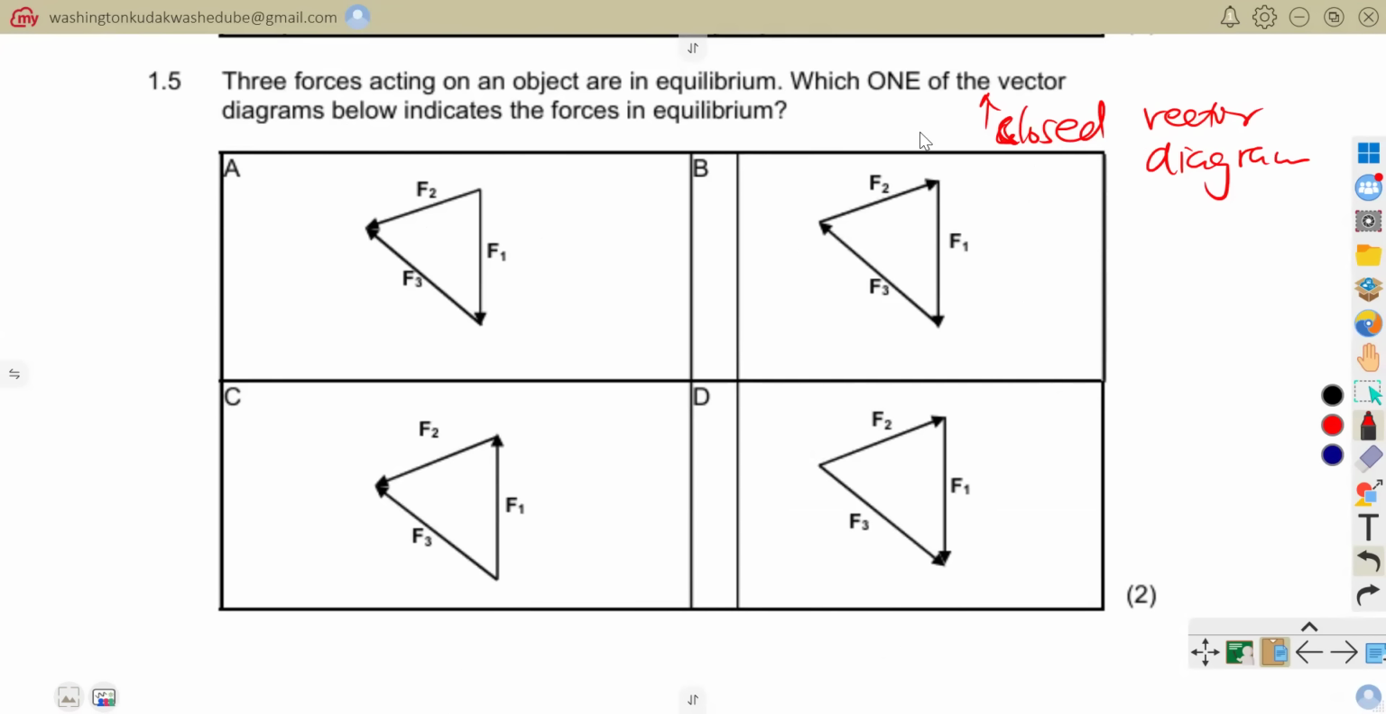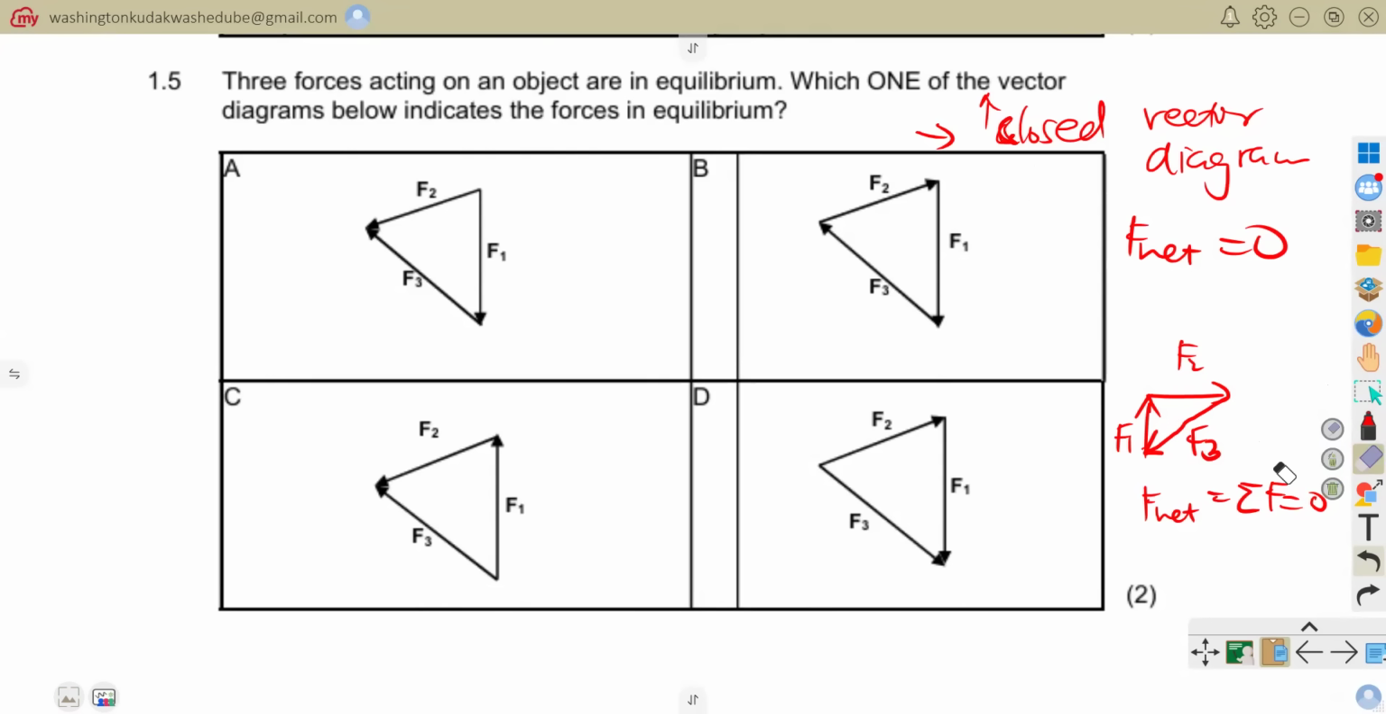So a closed vector diagram represents forces that are in equilibrium in such a way that F net would be equal to 0. What do you mean by closed vector diagram? Let's say I've got F1 in that direction, and then F2 in that direction. Now I will need to have my F3 closing that vector diagram like this, so that my net resultant force, which is equal to the sum of forces, would be equal to 0. So I would have this going that side, and then my final force has to close that diagram. That is what we are simply looking for.